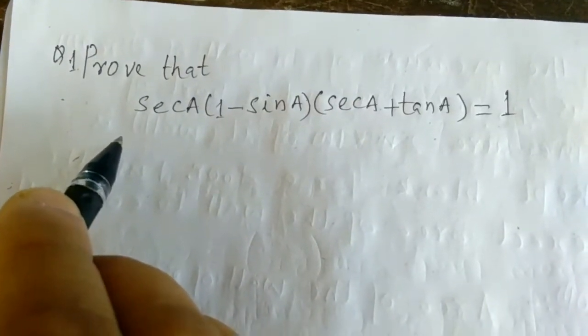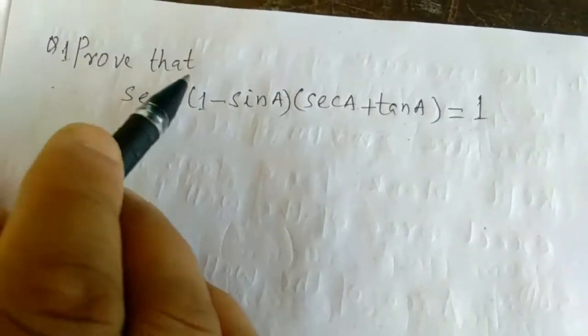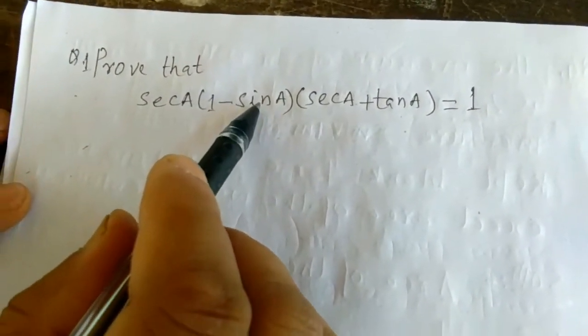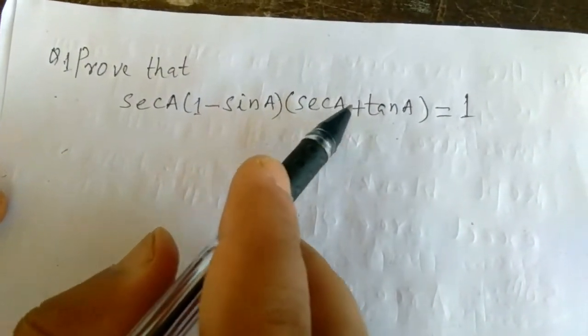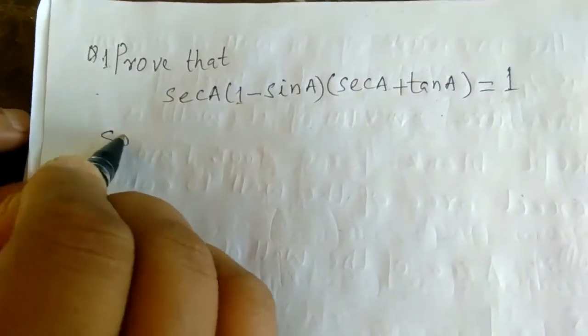We are continuing class 10 trigonometry chapter 8. Okay. Question number 1. Prove that sec a into 1 minus sin a into sec a plus tan a equal to 1. So how to prove? Let me show you the solution part.